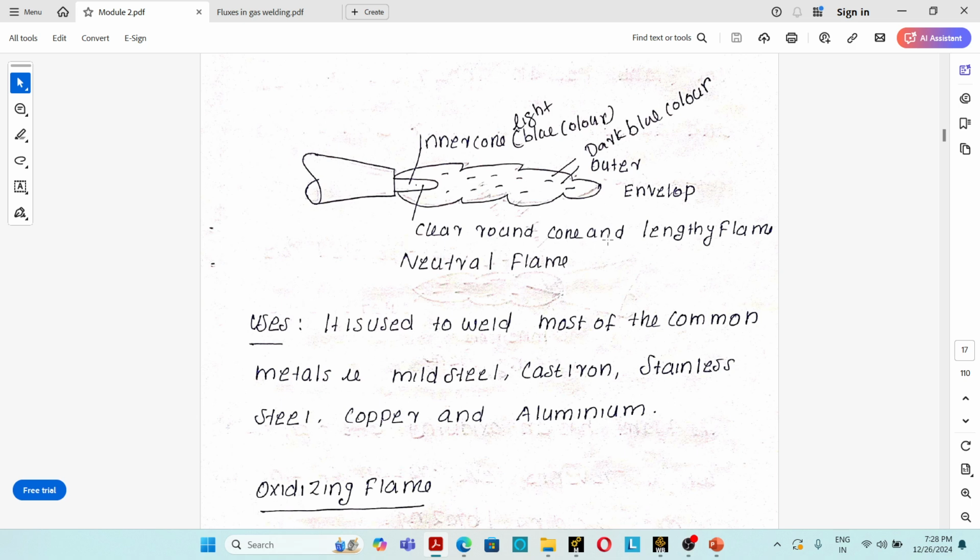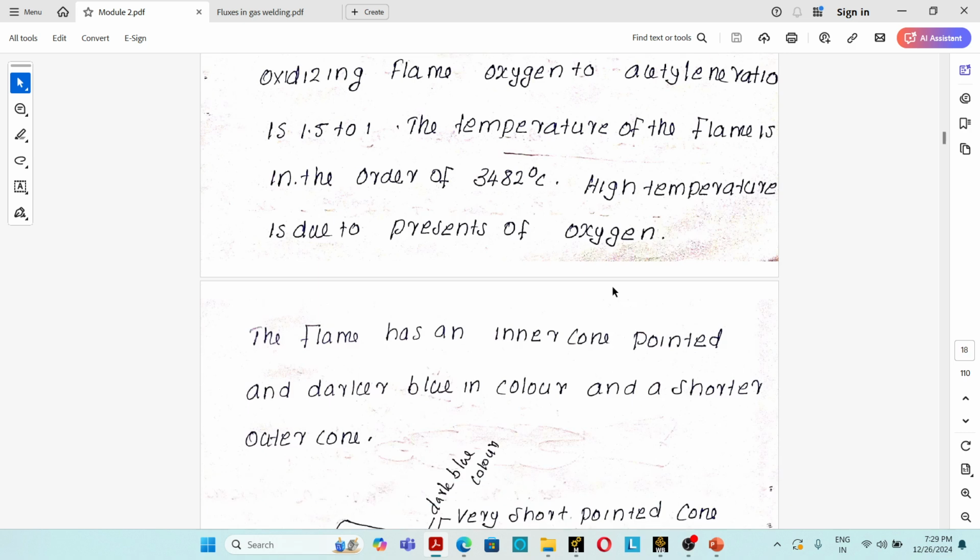See, actually, neutral flame has one advantage. Neutral flame does not have a bad effect on the base metal. That is, the metal is not oxidized. That's the important point of neutral flame. No metal is oxidized while we are using neutral flame. Okay. Second one is oxidizing flame.